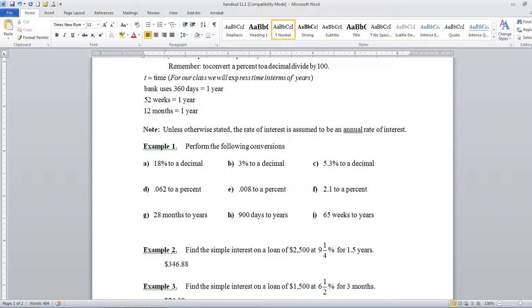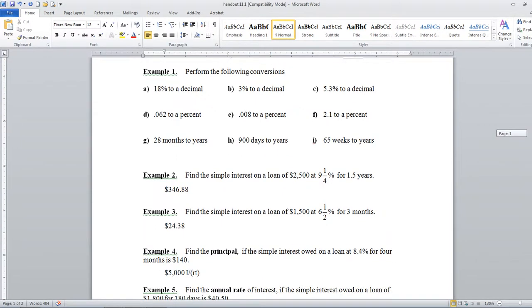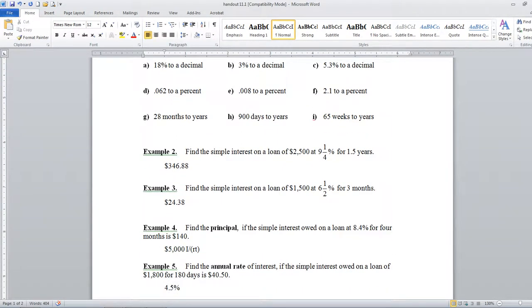For the following conversions, we're going to convert percents to decimals. We're going to divide by 100 in each case. 18% becomes 0.18, 3% becomes 0.03, 5.3% becomes 0.053. Now, to convert from a decimal back to a percent, we multiply by 100. This becomes 6.2%. This becomes 0.8%. This is 210%. And yes, you can have over 100%. Not in terms of interest, we hope, but you can have over 100%.